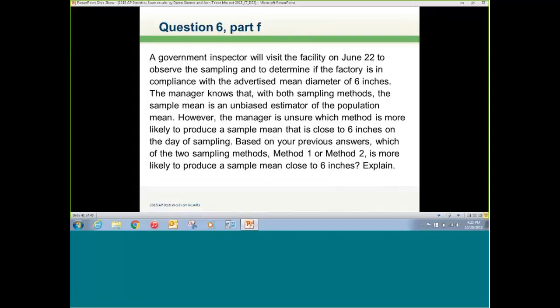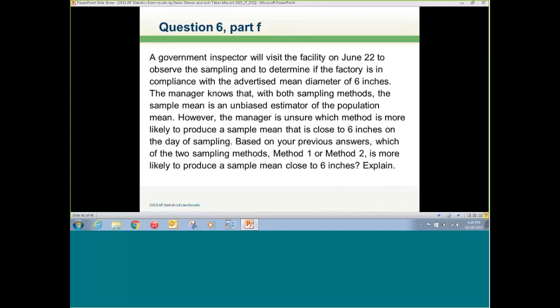So here's Part F. A government inspector will visit the facility on June 22nd to observe the sampling and to determine if the factory is in compliance with the advertised mean diameter of 6 inches. The manager knows that, with both sampling methods, the sample mean is an unbiased estimator of the population mean. However, the manager is unsure which method is more likely to produce a sample mean that is close to 6 inches on the day of sampling. Based on your previous answers, which of the two sampling methods, method 1 or method 2, is more likely to produce a sample mean close to 6 inches?